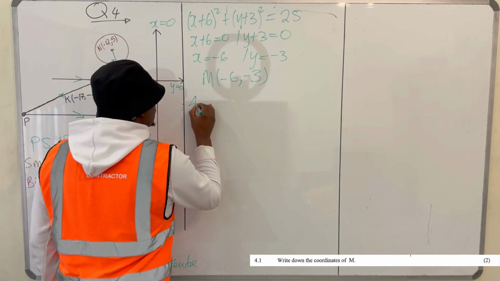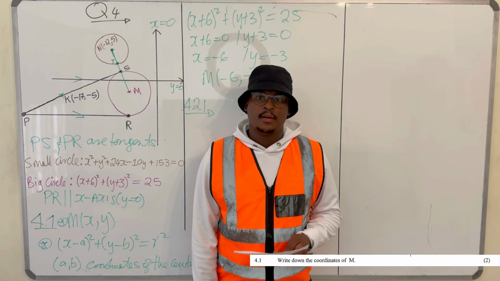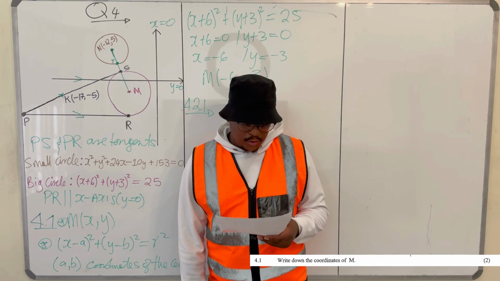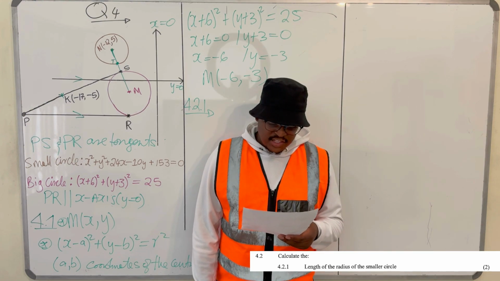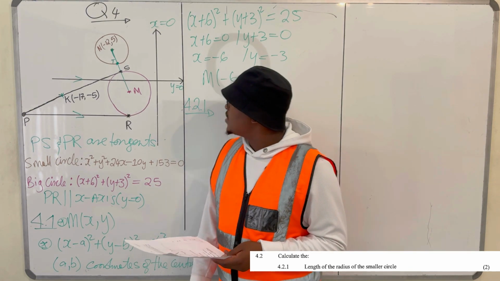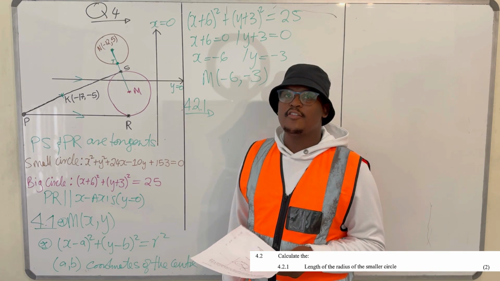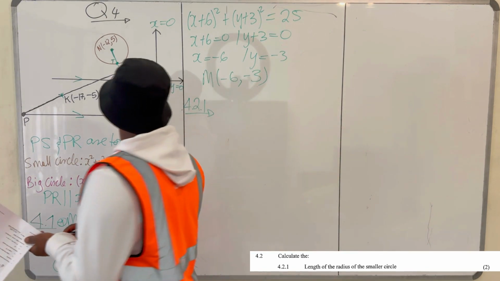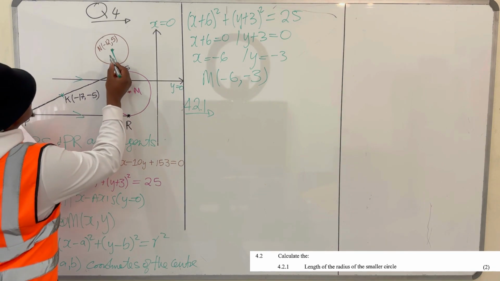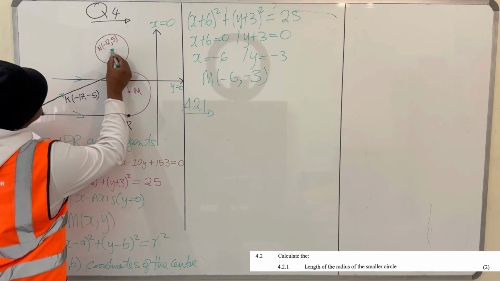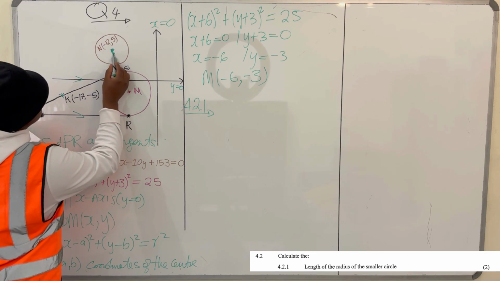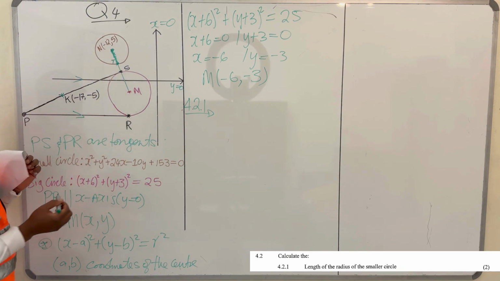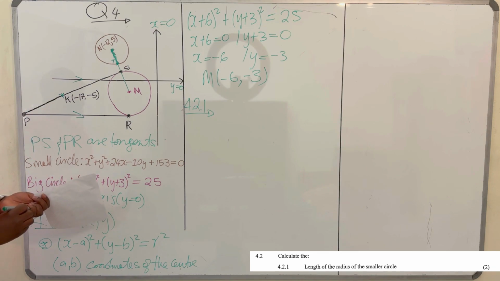Now we'll go to the next one, which is 4.2.1. Okay, so now let's do 4.2.1. They are saying, calculate the length of the radius of the smaller circle. So, what they want us to do is to find the length of the radius of the smaller circle. What is the radius? The radius of a circle is the distance from the center of the circle to the circumference of the circle. So, they want to know this distance over here.